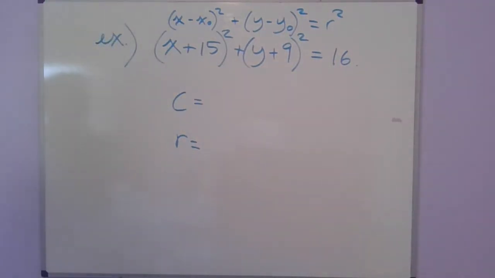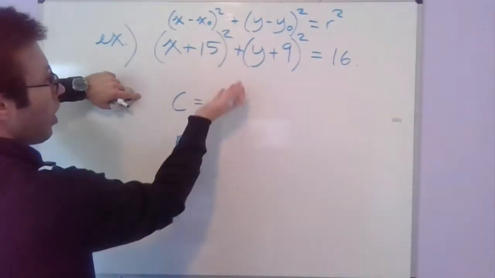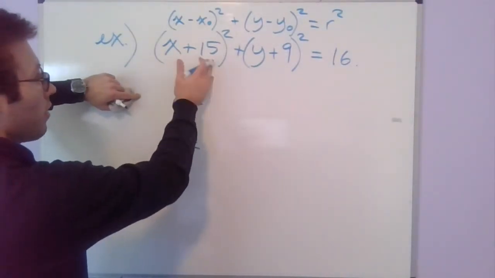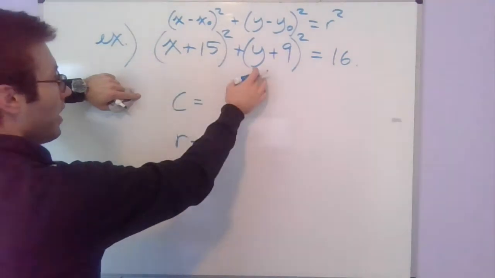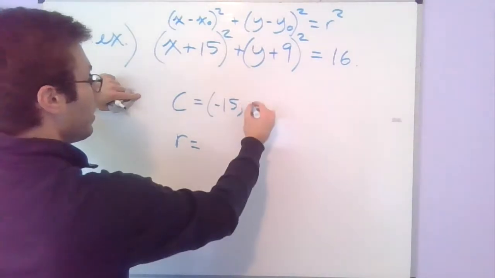Now it's kind of hidden here, but I'm going to show you a little trick. See how this is positive here? It's always going to be opposite in the house. So it's going to be negative 15, negative 9. So the center of the circle is going to be negative 15, negative 9.